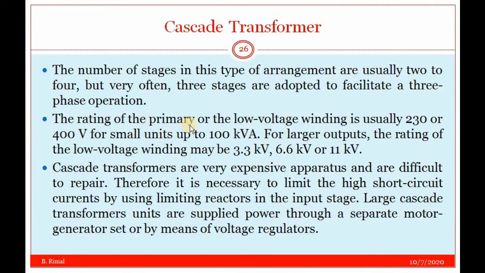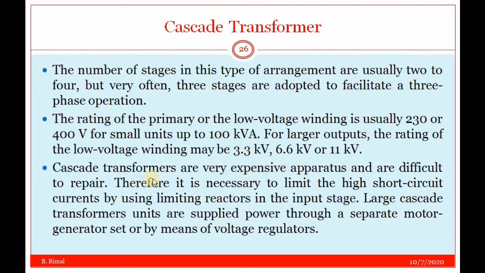The rating for the primary of these test transformers is generally 230 or 400 volt for smaller units up to 100 kVA, or to generate up to 100 kilovolt, and for larger outputs like thousands of kilovolt, the rating of the low voltage winding might be about 3.3 kilovolt to 11 kilovolt.